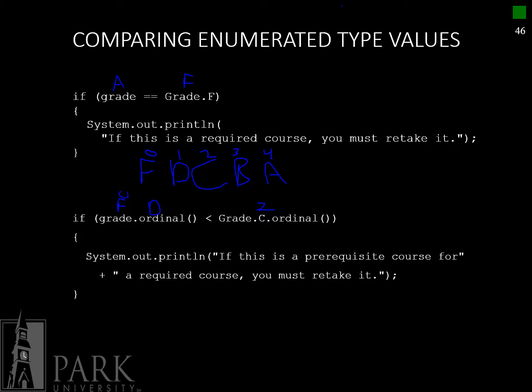So F is equal to 0, D is equal to 1. Otherwise, if it's greater than or equal to C, you can take it, okay? So that's how the ordinal value method works. You just have to remember to call it as a method. You can't just say if grade is less than grade.c. And that's the whole point of this.